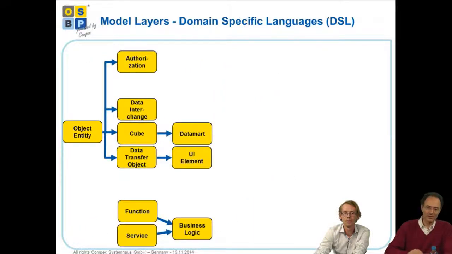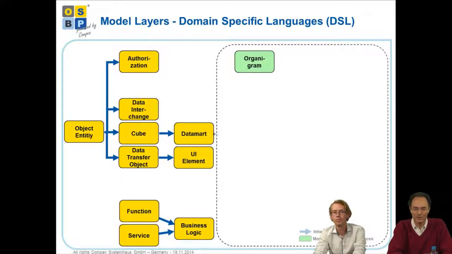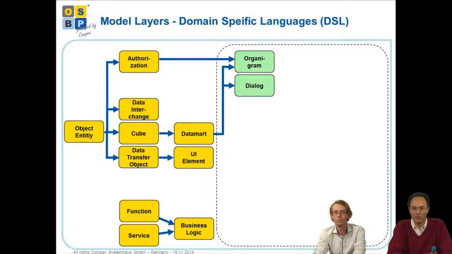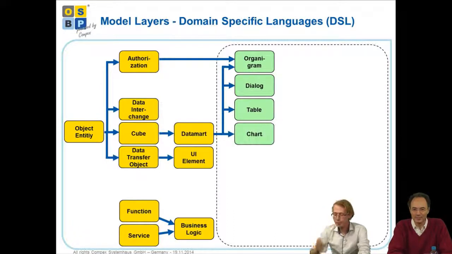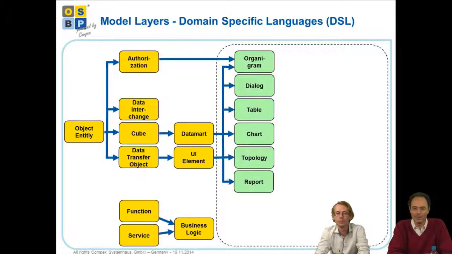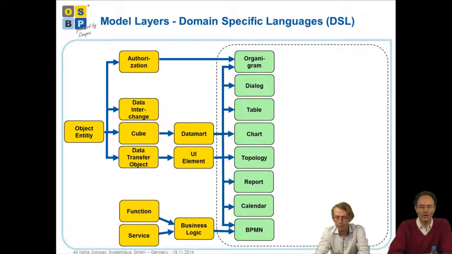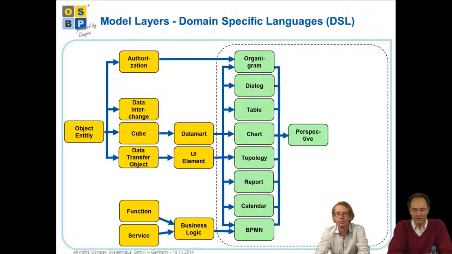Well, those all are DSLs or models which are described and not seen by the user interface or as user experience. But now the ones you can see on the UI. For example, you will be able to describe an organigram and visualize it, and at the same time use the organigram to describe your authorizations and authentications. Then you are able to describe the dialogs, tables in your dialogs, charts, so graphical elements, topology or for example geographical elements, reports, and we also have calendar functionality and visualization, and workflow elements described in BPMN. All these together are then put together in so-called perspectives, and perspectives are put together into the application that the user is seeing on his end device.